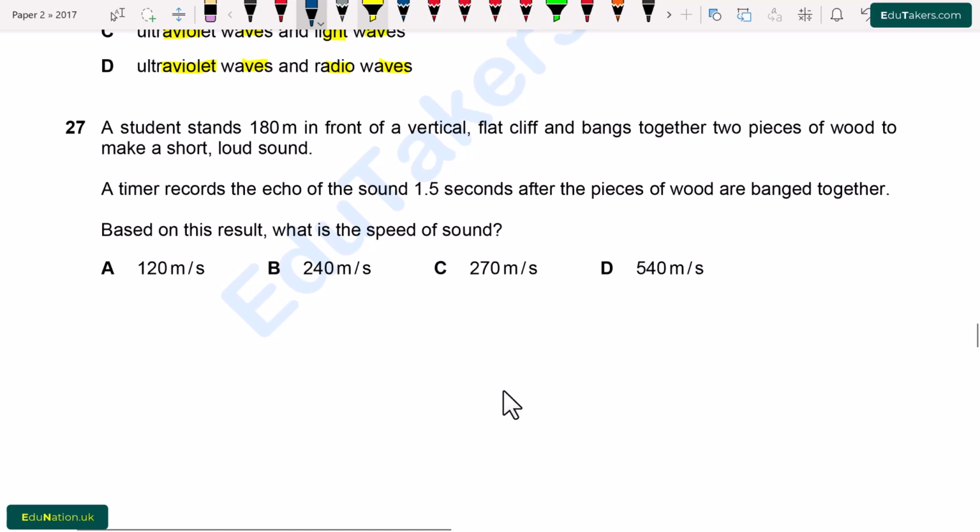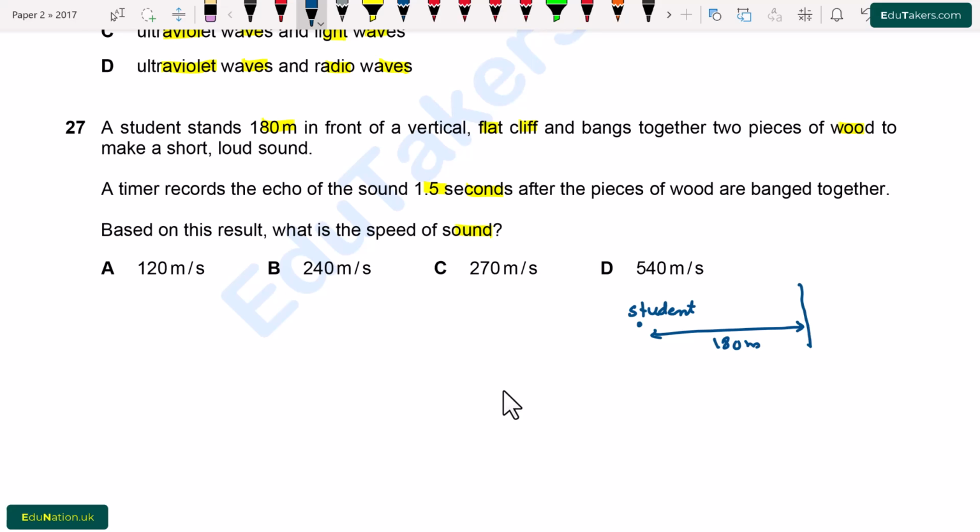Question number 27. A student stands 180 meter in the front of vertical flat cliff and bangs together two pieces of the wood to make a short loud sound. A timer records the echo of the sound is 1.5 seconds after the pieces of wood are banged together. Based on this result, what is the speed of the sound? So here we have to find out the speed of sound. Here is a student at this location while the flat cliff is here. The distance between them is 180 meter.